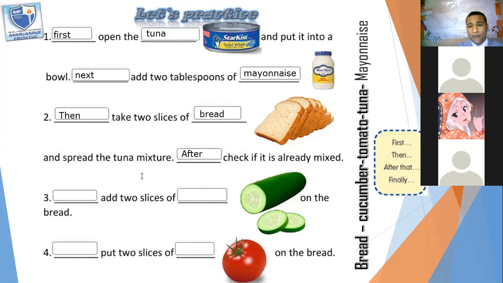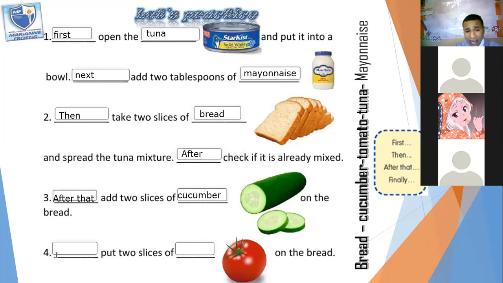Now, number three, guys. What can I use, guys? Finally or after that? What do you think? Number three, finally or after that? What can I use, guys? After that. After that, okay, let me put it here. After that, okay. After that, agrega 2 slices of tomato or cucumber. What is the name? Cucumber, perfect, cucumber. Cucumber, very good. On the bread.